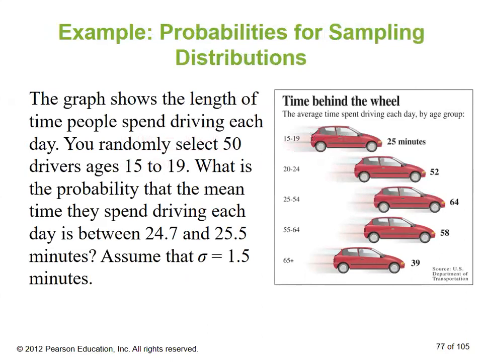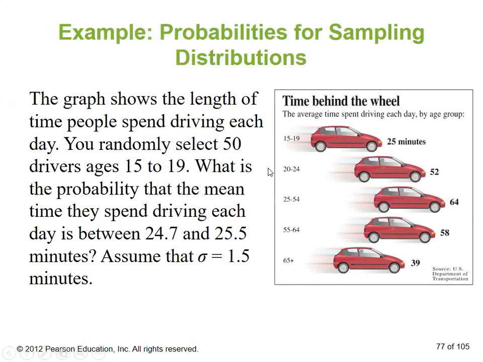So this is kind of an interesting graphic, and I say that to give you the heads up. Pay close attention because it is tempting to kind of get lost and look at the wrong thing. So here's what it shows: the average time spent driving each day by age group. If you're in the age range 15 to 19, not that much. You're probably just going back and forth to school. 25 minutes. 20 to 24, 52 minutes spent driving. 25 to 54, 64 minutes. And then it starts to come back down a little bit the older you get. 55 to 64 is 58, and then 65 plus is 39.